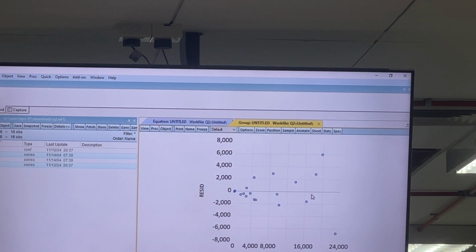So based on the graph you can see now, as the value of profit increases, the size of the error, the estimate of error, the residual, the spread is getting larger. So there seems to be some evidence of heteroscedasticity in the data, in the model.